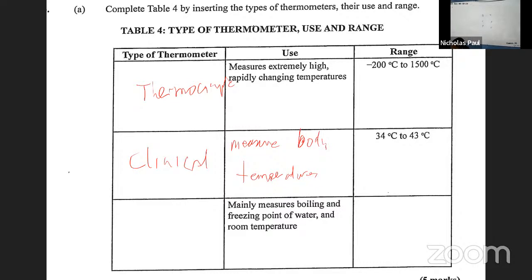Next one mainly measures boiling and freezing point and room temperature. What kind of thermometer is that? Liquid and gas thermometer. I didn't put that one for you, but that's a liquid and gas thermometer. And what's its range? Generally, it's 0 degrees to 100 degrees. Okay, nice.